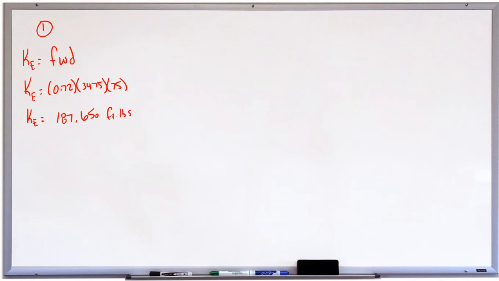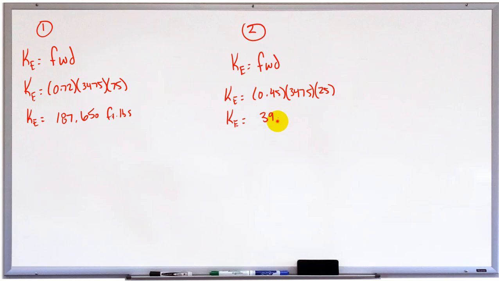All right, so for surface number 2, I'm going to do the same thing. I'm going to say kinetic energy is equal to the drag factor multiplied by the weight of the vehicle multiplied by the distance again. This time we've got a lower drag factor, 0.45. We've got the same 3,475 pound vehicle, but this time we only have a skid distance of 25 feet. I multiply all 3 of those together, and now I've got a kinetic energy of 39,093 foot-pounds.